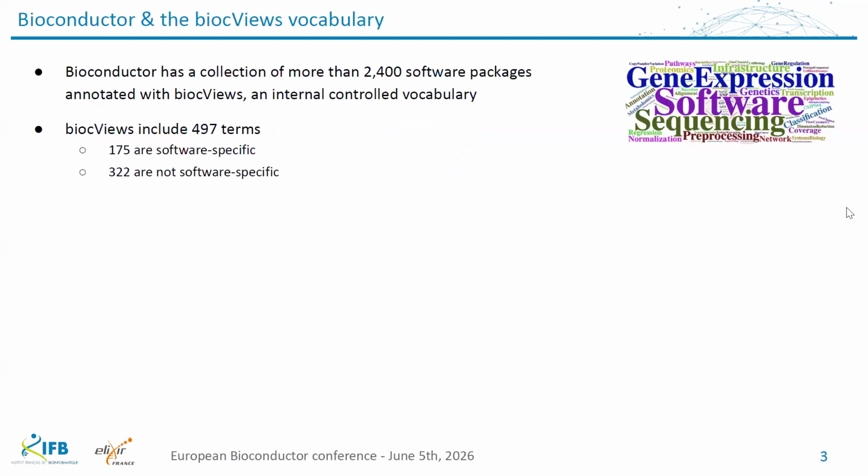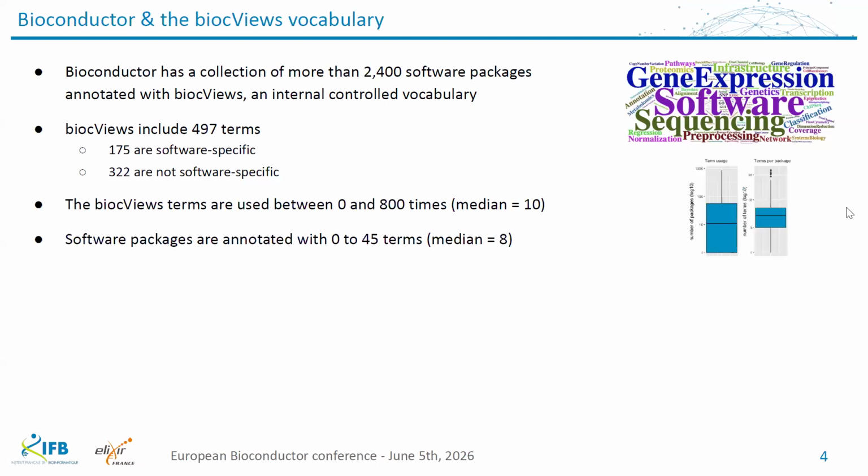So, as many of you know by now, there's a collection of more than 2,400 software packages in Bioconductor. They are annotated with BiocViews, which is a controlled vocabulary. It includes almost 500 terms and 175 that are software specific. But they are not used very consistently. The terms are used between 0 and 800 times, and the packages are annotated with between 0 and 45 terms.